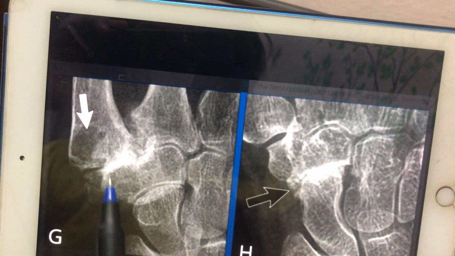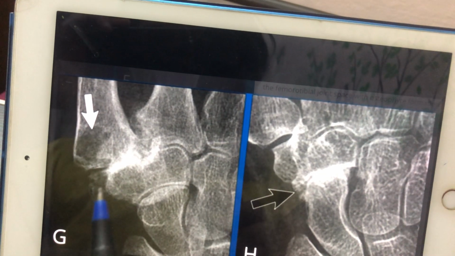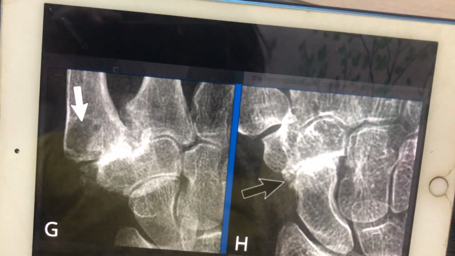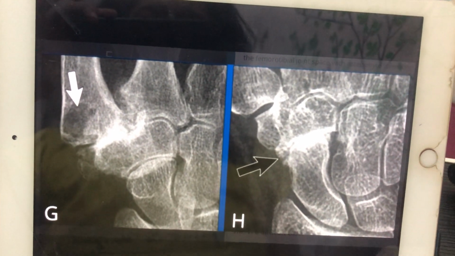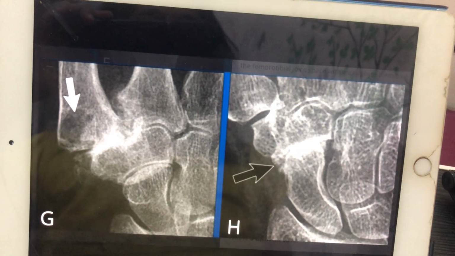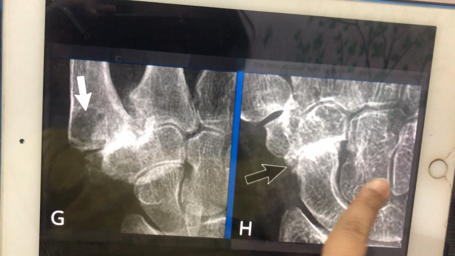Now in this X-ray, we can see that there is dense sclerosis of the first metacarpophalangeal joint along with severe joint space narrowing. Now wherever you see sclerosis in any joint or any arthritis for that matter, it usually indicates that it is a chronic process that's going on and it's been there for a very long time. That's when sclerosis develops over a period of time.